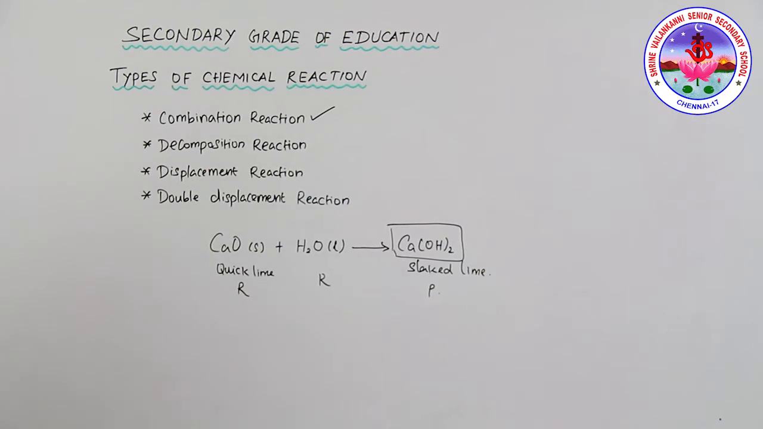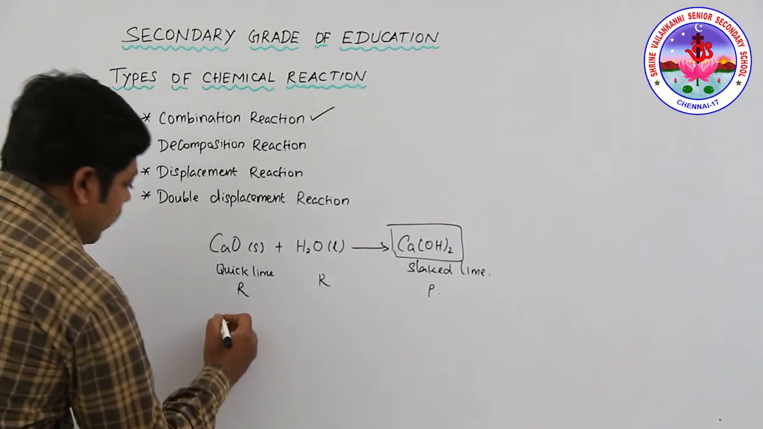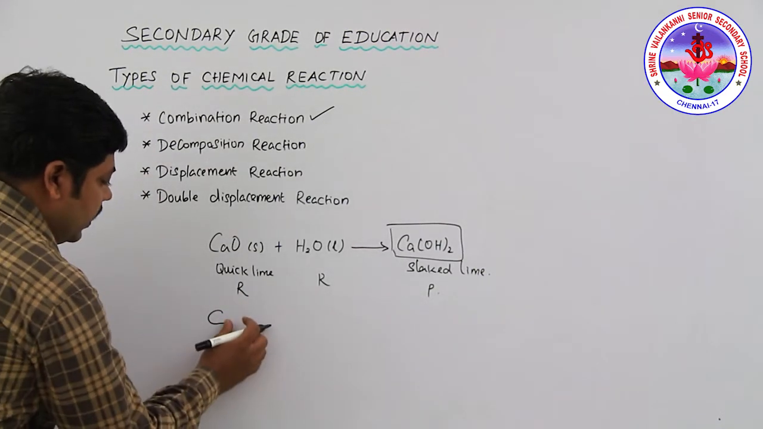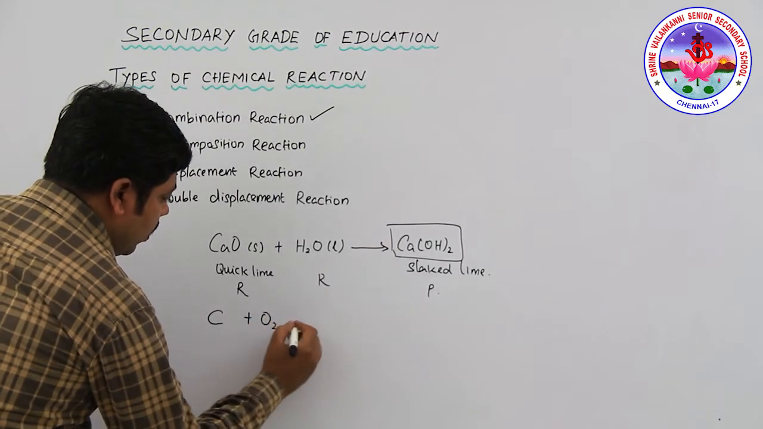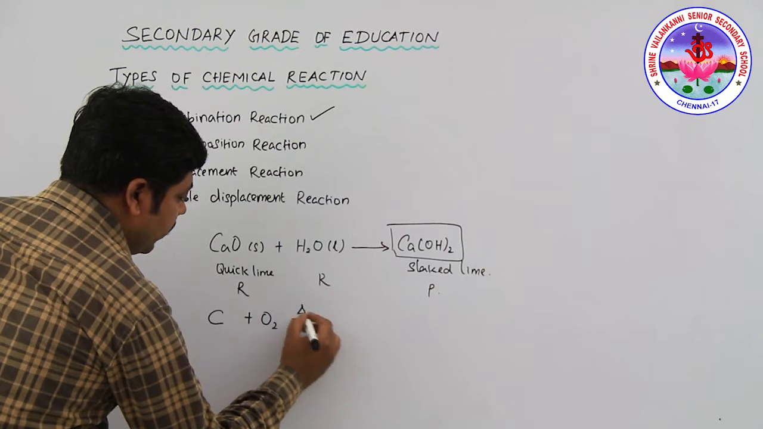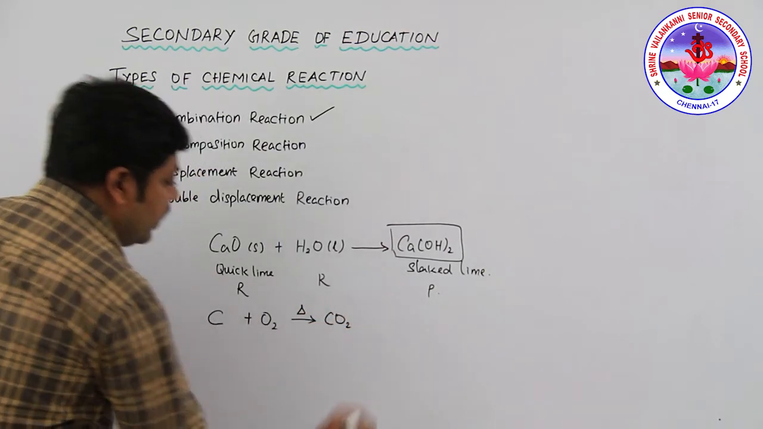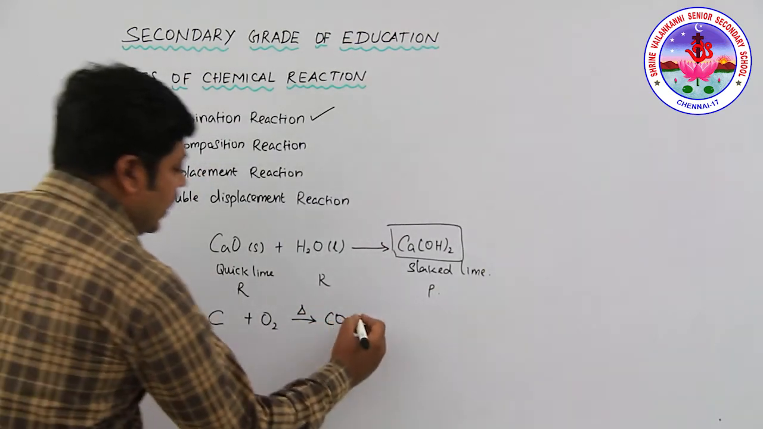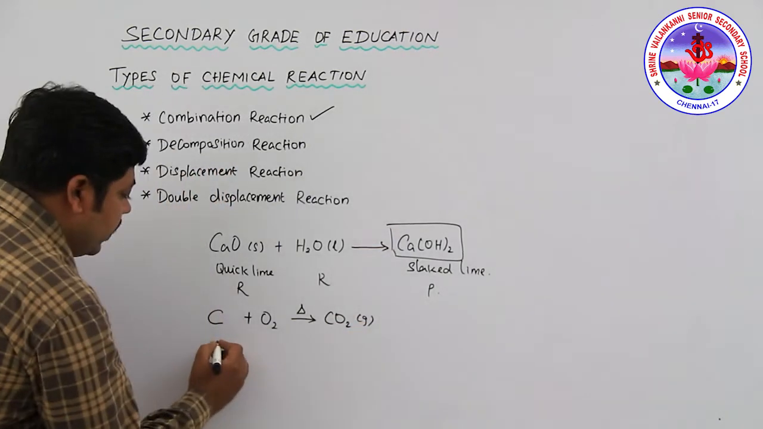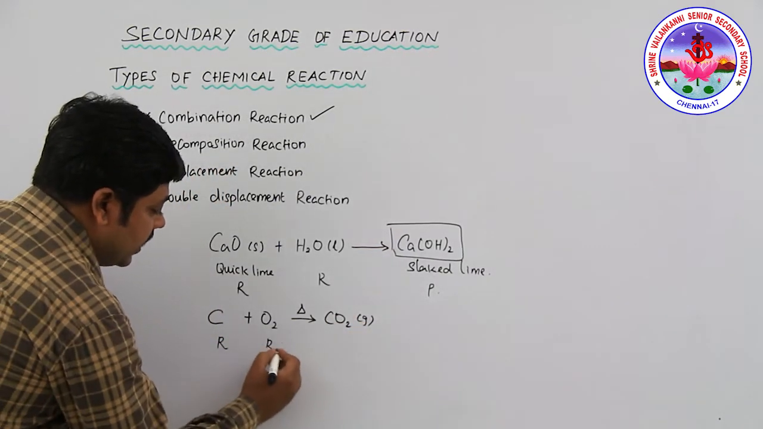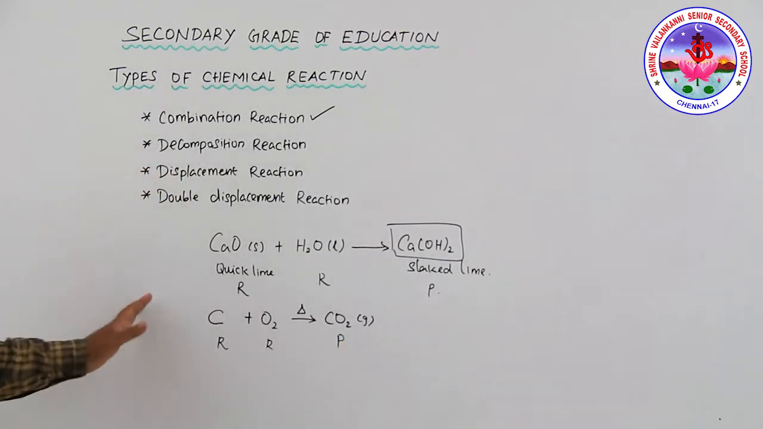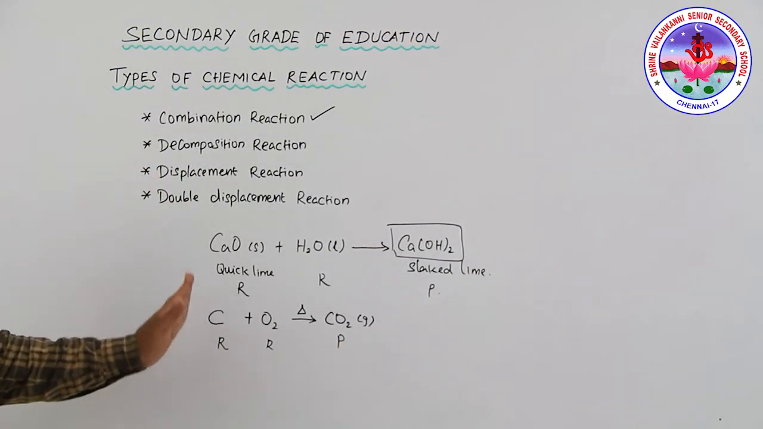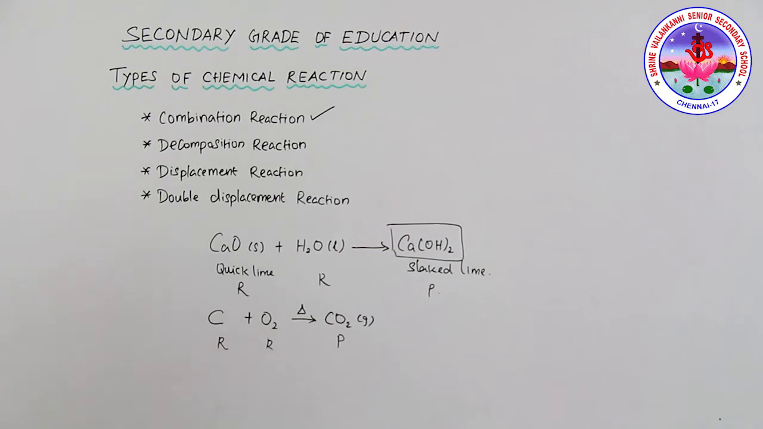Next example is burning of coal, that is carbon. The carbon in the presence of oxygen and heating, what happens? It converts to carbon dioxide gas. Here the carbon is one reactant, oxygen is another reactant, it gives a single product, that is carbon dioxide. So this is also an example of the combination reaction.